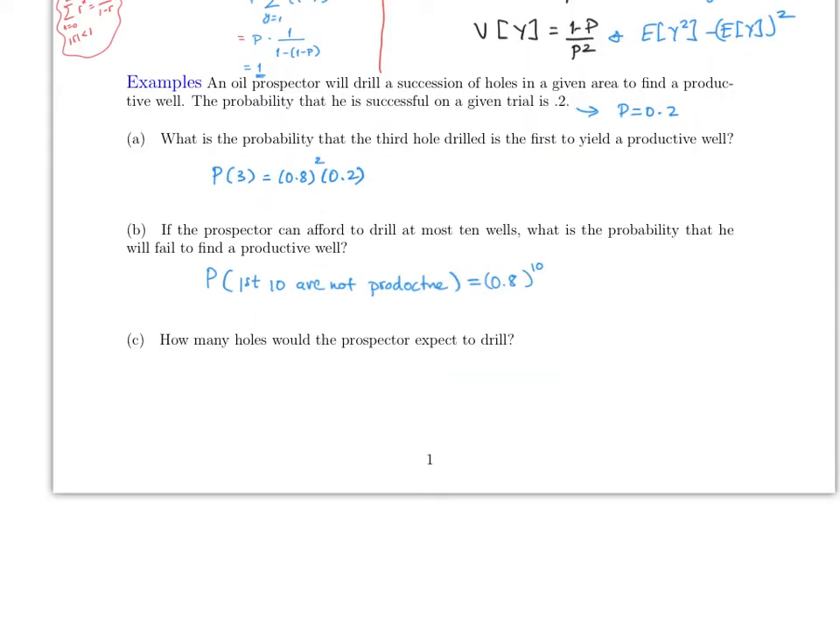Now, part C says how many holes would the prospector expect to drill? So that's asking you to find mu, which remember is the expected value of y, which for a geometric random variable is 1 over p. So in our case, it will be 1 over 0.2, which is equal to 5. So therefore, this means the fifth drill should be successful, or you expect it to be successful.